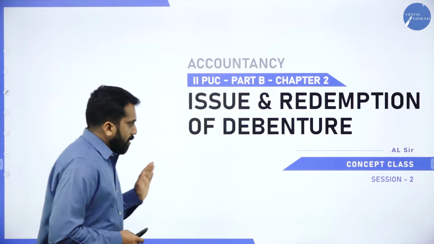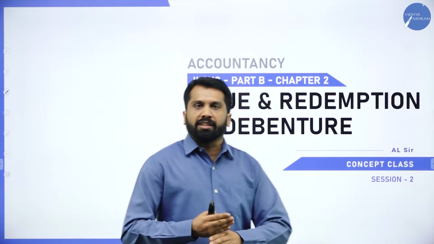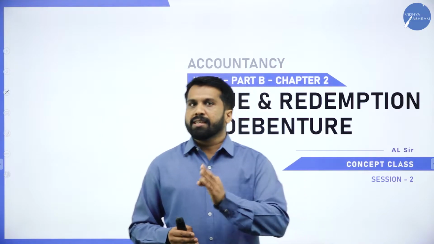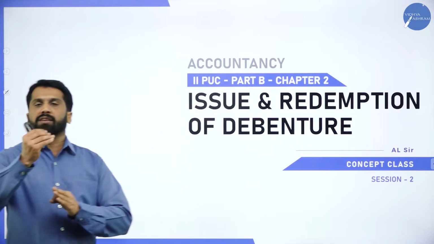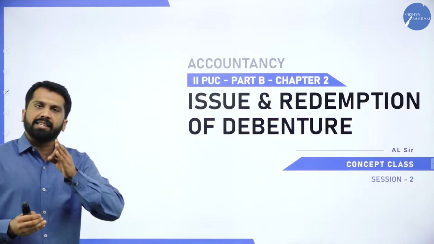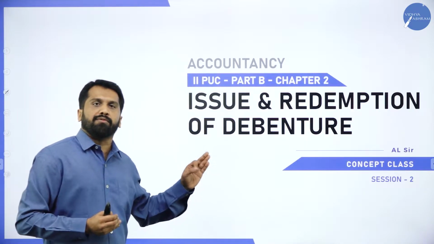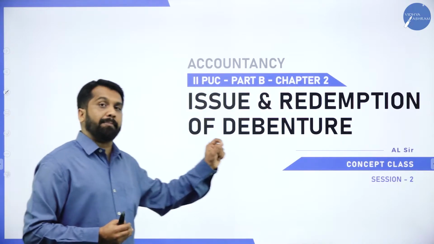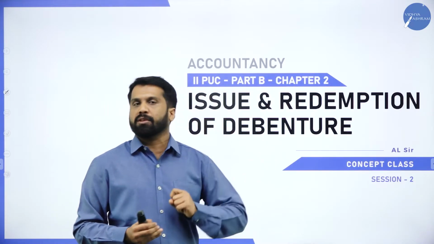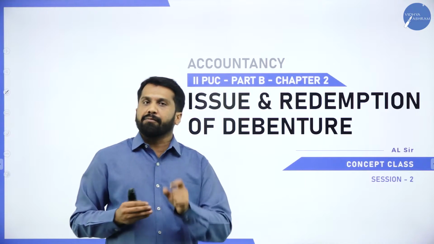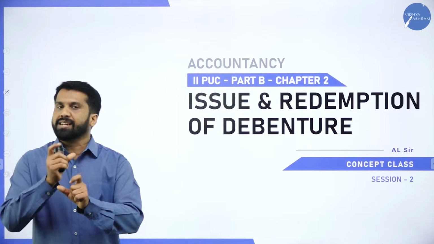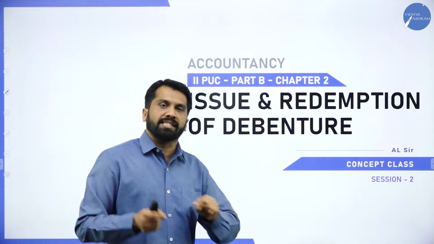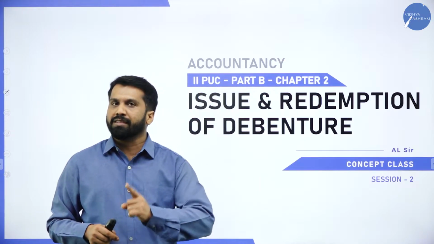Now, whatever calculation or journal entries we do, already we did in issue of shares. Whatever journal entries we made for issue of shares, the same journal entries we work out for debenture also. But wherever the share capital word comes in the issue of share, instead of that, we use the word debentures. Why? Because we are not doing issue of shares, we are doing issue of debentures.